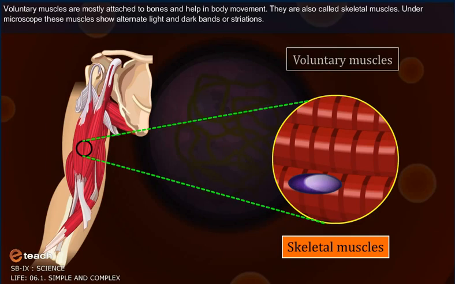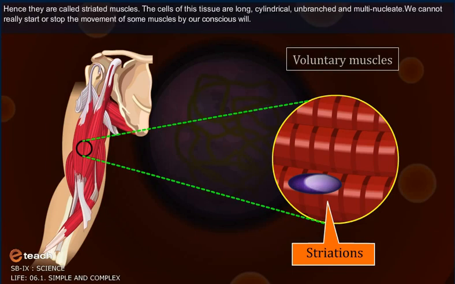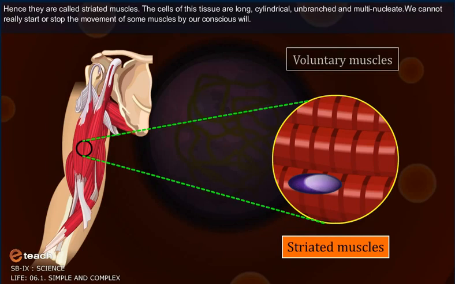Under the microscope, these muscles show alternate light and dark bands or striations. Hence, they are called striated muscles. The cells of this tissue are long, cylindrical, unbranched and multinucleate.